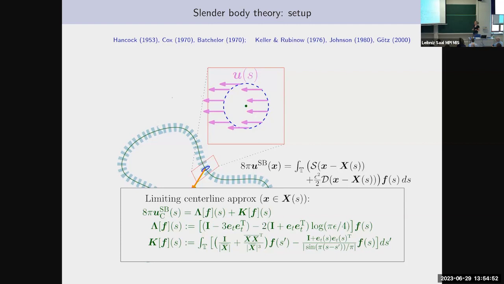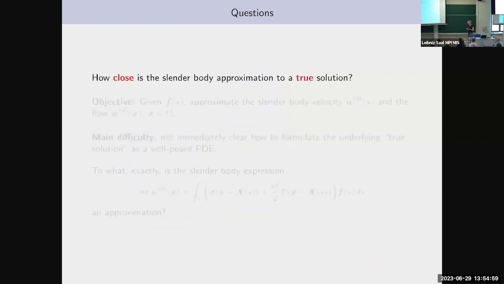Now, where I fit into the picture here is in looking at this approximation. It's not actually clear what we are approximating, and I'll say a little bit more about why. What I really want to answer, first of all, is how close this slender body approximation is to some notion of a true solution. And what do I mean by a true solution?